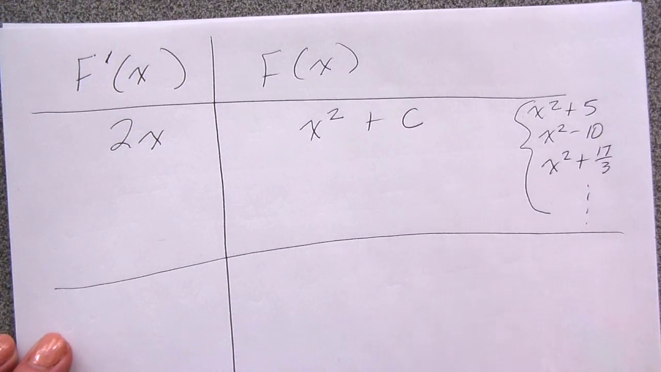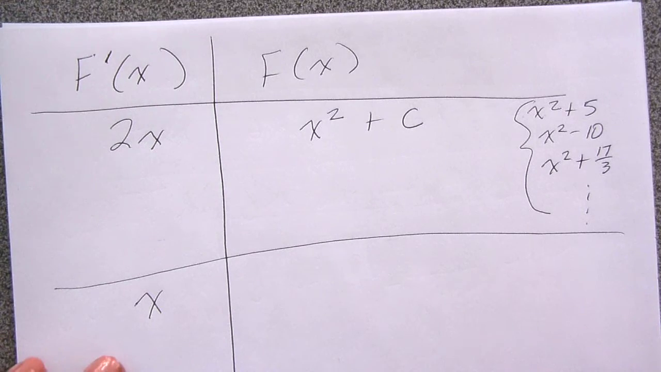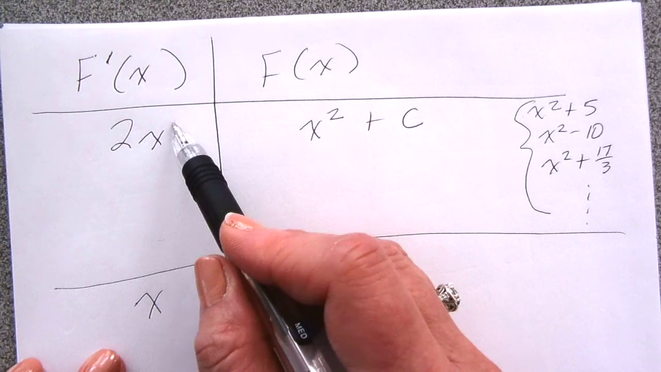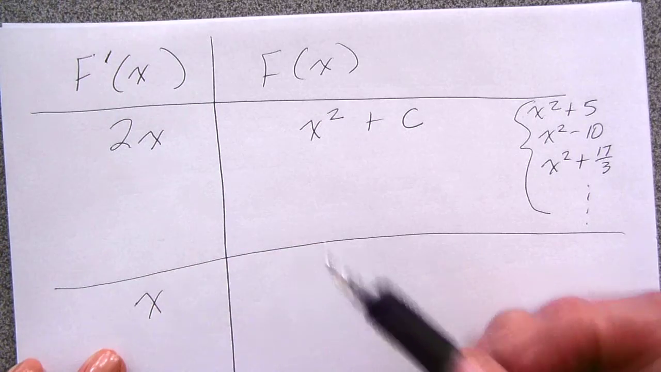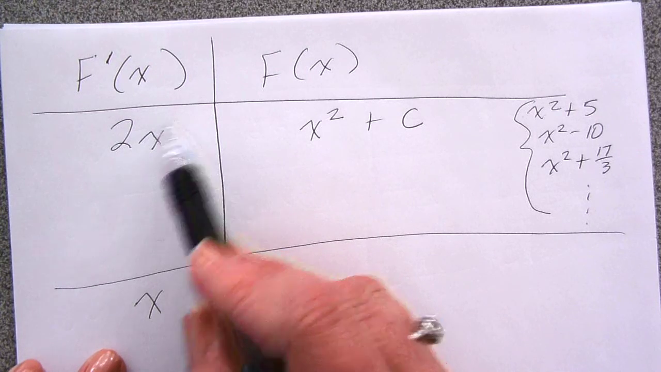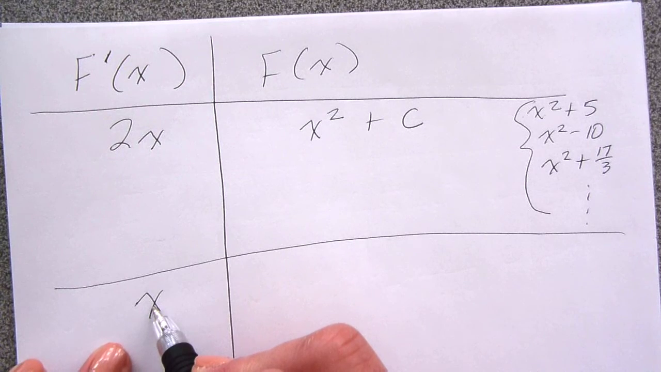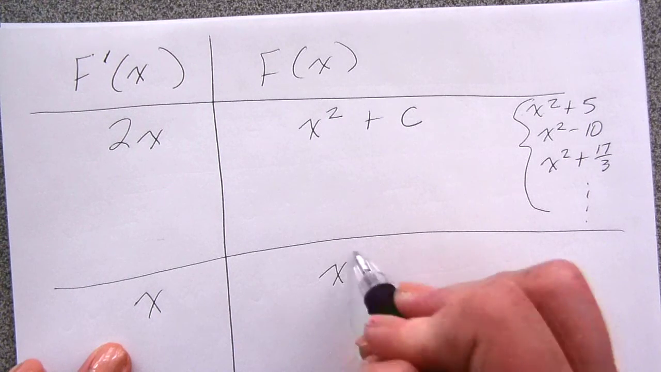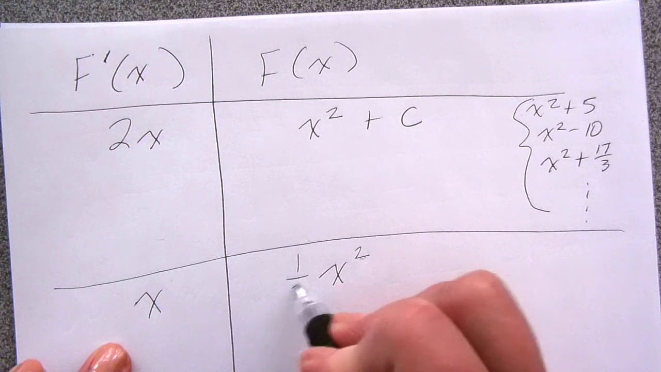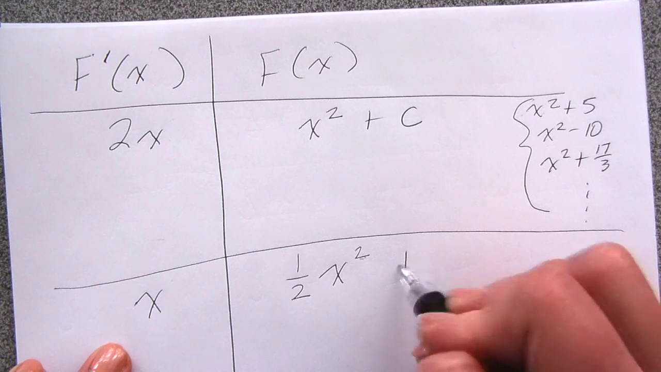Okay, and so what about just x? You're going to add 1 to the exponent and then divide by the new exponent. So here I add 1 to 1 to get 2, then divide by 2 gives me x squared. So this one, you add 1 to the exponent 1 to get 2, and then divide by the new exponent. So 1/2 x squared, and then plus a constant.